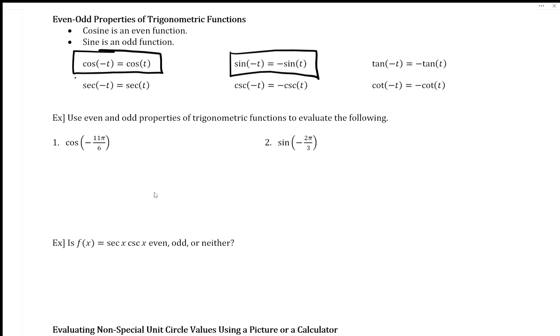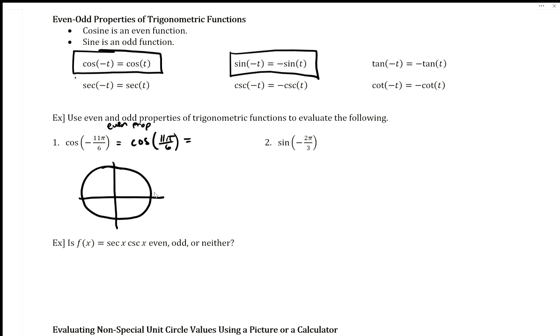Okay, so let's use the even and odd properties on these functions. We'll actually show it two different ways. Let's use the even and odd properties first. Because this is a negative right there, here's our even property. The even property is saying we could do this exactly just like cosine of positive 11 pi over 6. So these two would be the same value. Let's show that on the unit circle, and show why this property works.